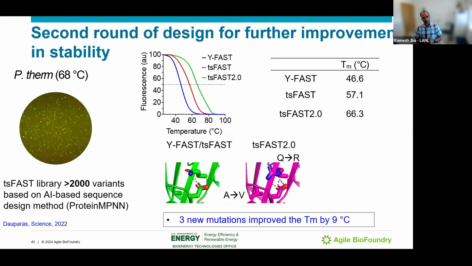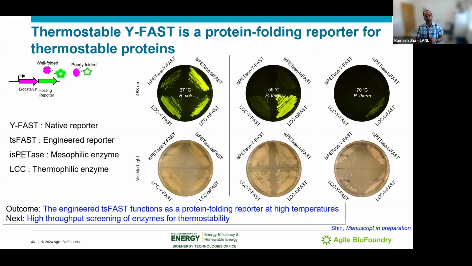So with some of these reporters being produced, what is the next step? We want to use it as a protein folding reporter for screening the thermostability of enzymes. And here in one example, I show you these 2 different reporters, the native and one of these improved versions, TS-Fast, and 2 enzymes. Both are actually PETases coming from a mesophile as well as a thermophile.